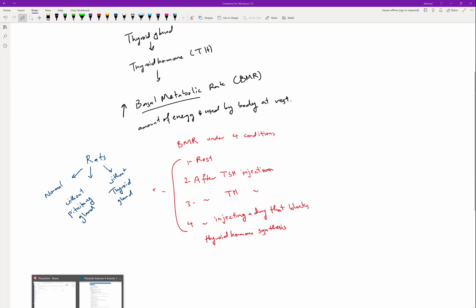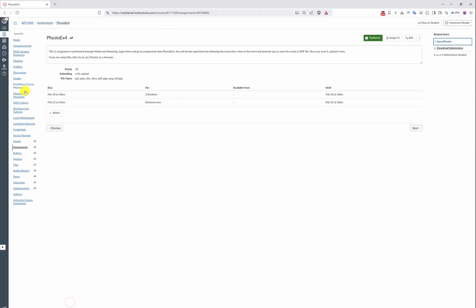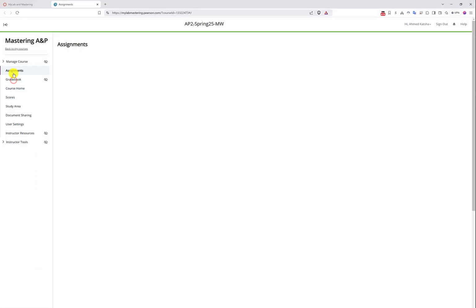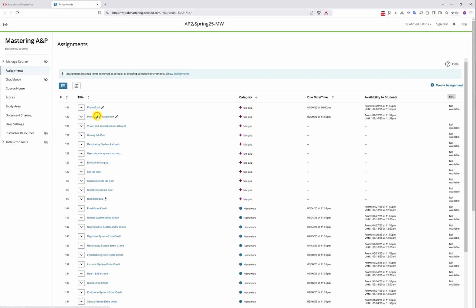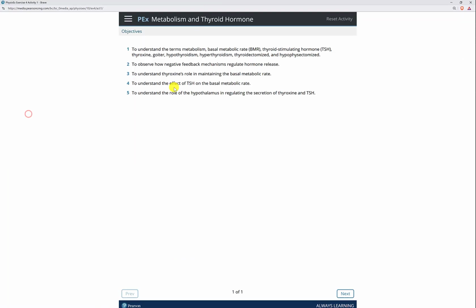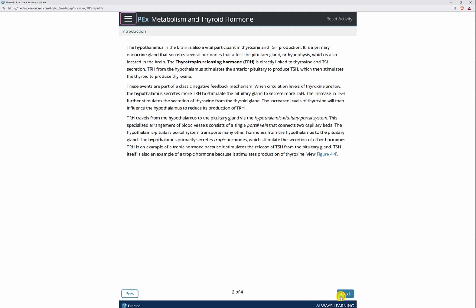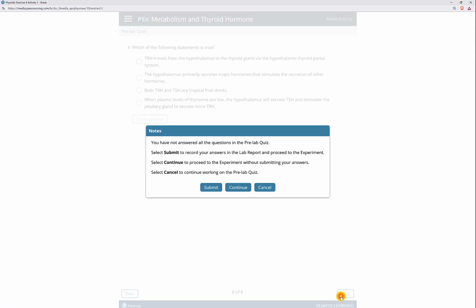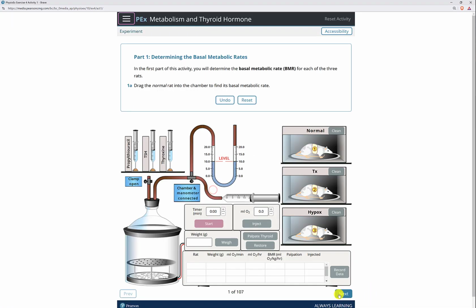So what to do? Simply go to your MyLab and Mastering and open it. Once you are there, go to the assignment, the Physio Ex 4 assignment. This is your view. Click on the first one. Expand this. So here are the objectives. Next is the introduction and the science of the experiment. Then the tools we are going to use. Then the pre-lab quiz. Try to answer those questions. Submit. Then this is the actual experiment.